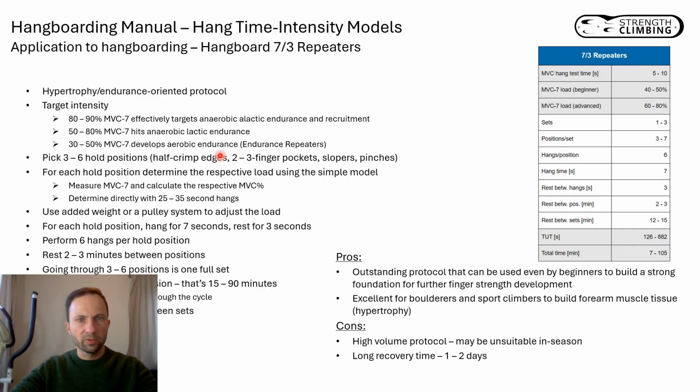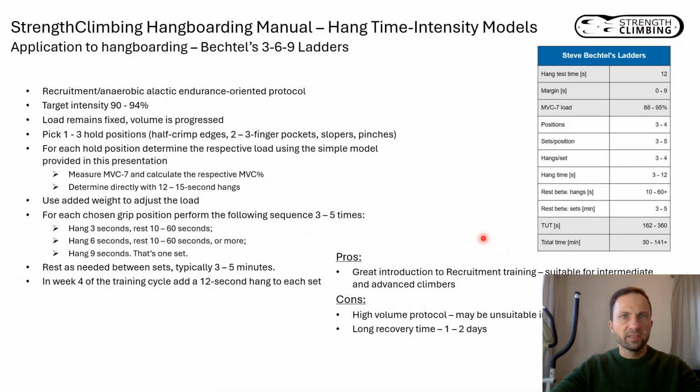This is known as endurance repeaters, and for best results you can determine your critical force with the dedicated tests and one of the calculators available at strengthclimbing.com. The same goes for Steve Bechtel's 3-6-9 ladders protocol. We can easily calculate our hang loads to make sure that we stay within the 90 to 94% training intensity, which is crucial for eliciting neural adaptations.